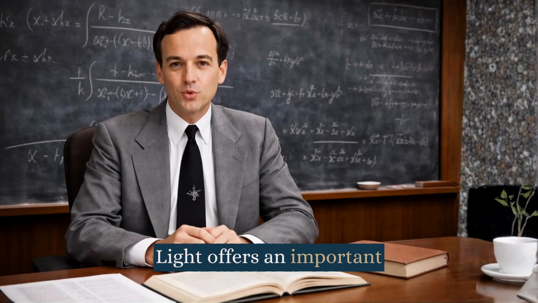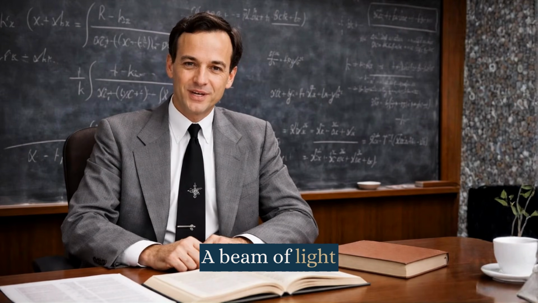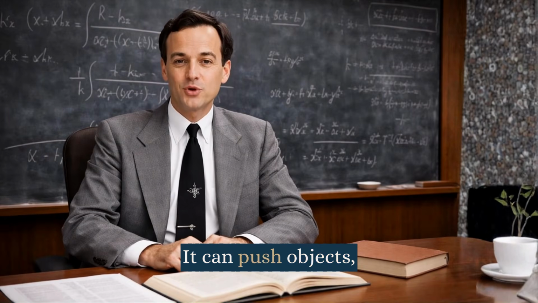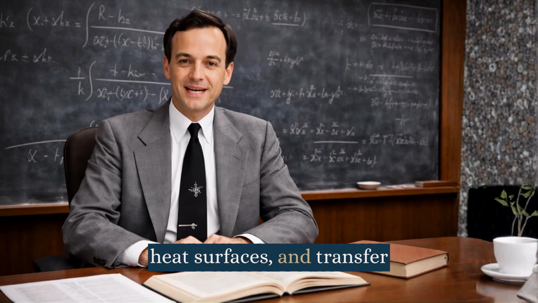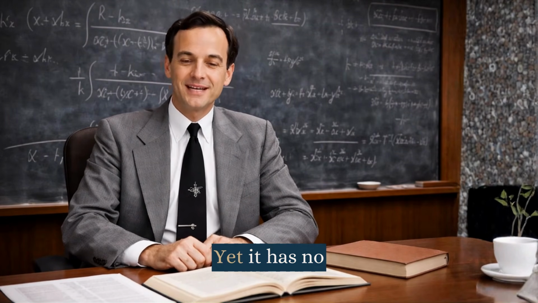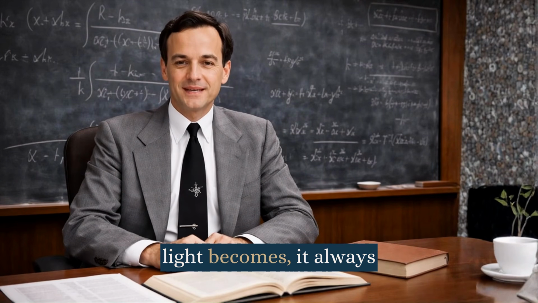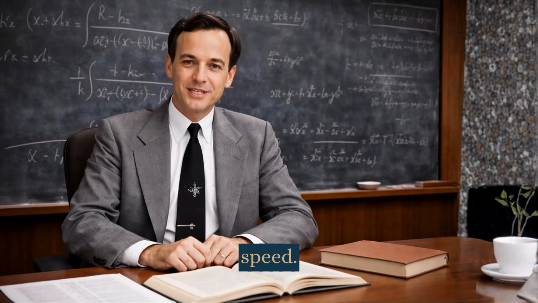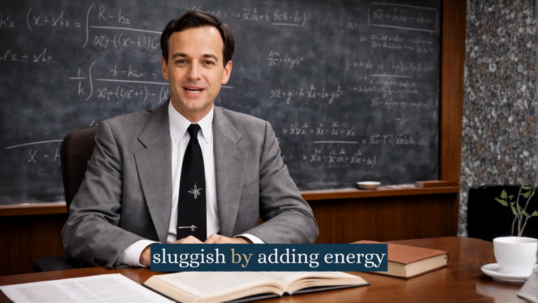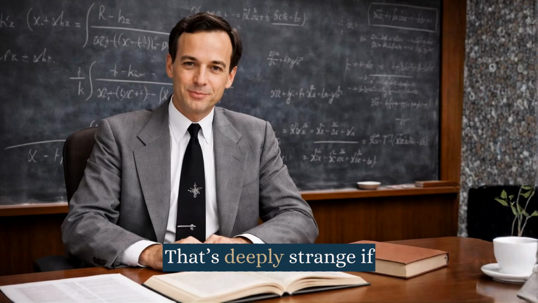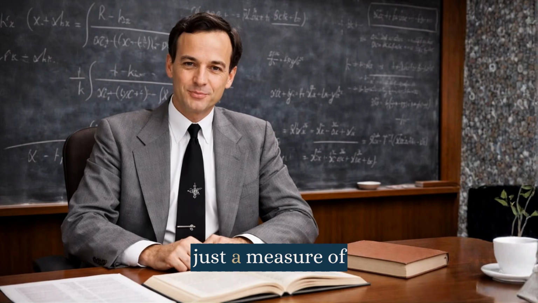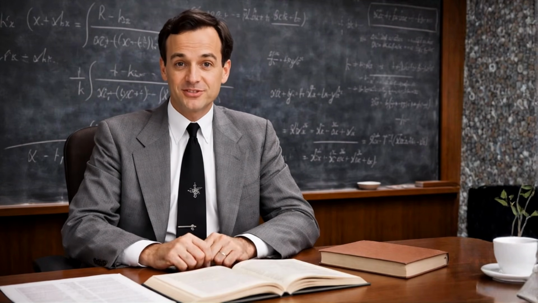Light offers an important clue here. A beam of light carries energy. It can push objects, heat surfaces, and transfer momentum. Yet it has no mass. No matter how energetic light becomes, it always travels at the same speed. You can't make it sluggish by adding energy to it. That's deeply strange if you think mass is just a measure of how much stuff there is.